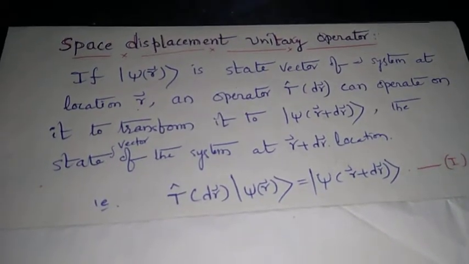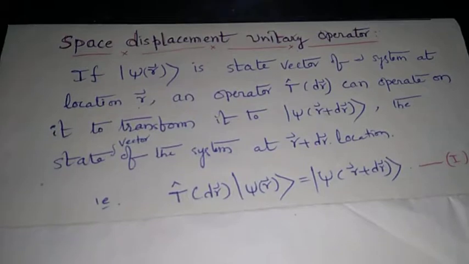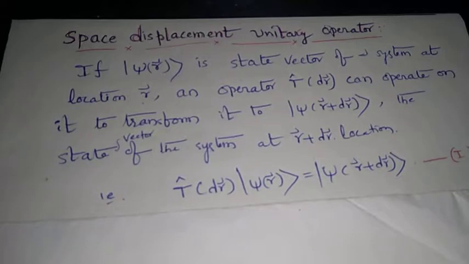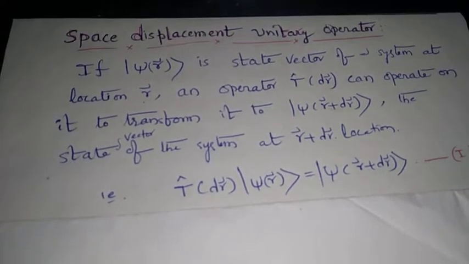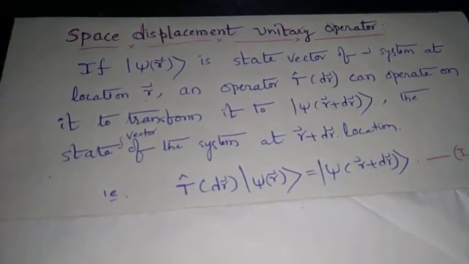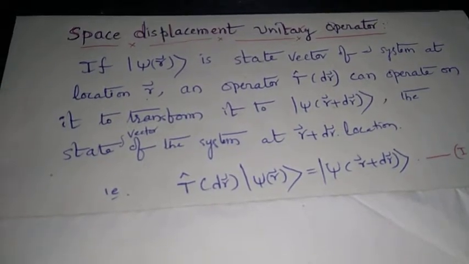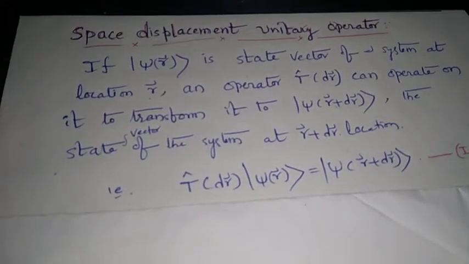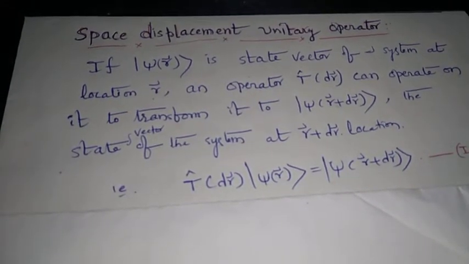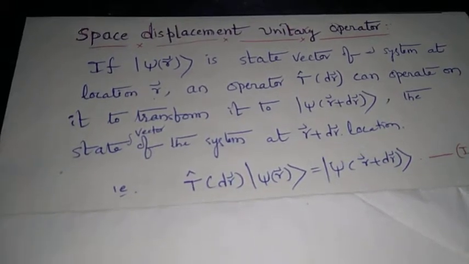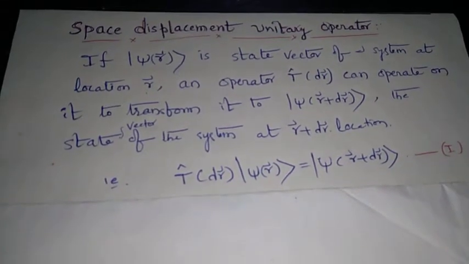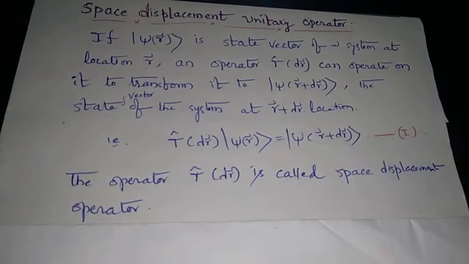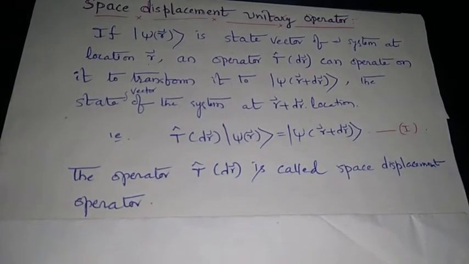If the ket psi r is a state vector of a system at location r, an operator which you can call T of dr can operate on this ket vector to transform it to another ket vector, which is psi at r plus dr. That means mathematically you can write that as equation number I, and such an operator T of dr is called the space displacement operator.